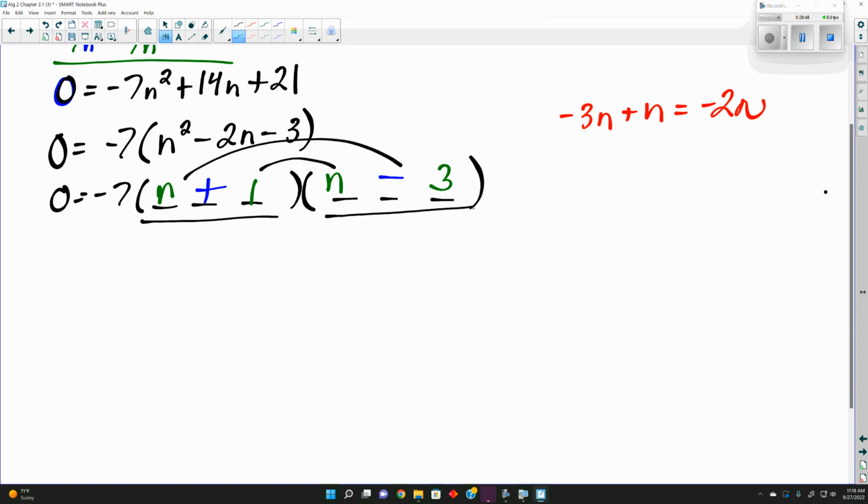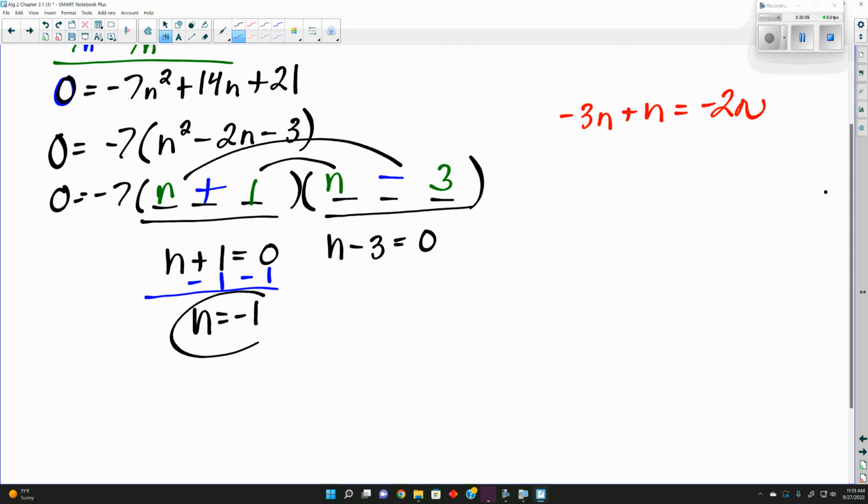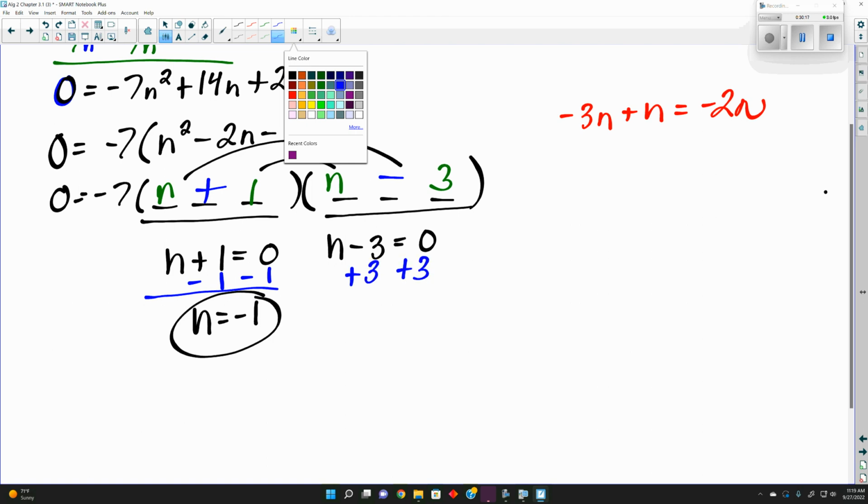So now whenever we have 2 or more things multiplied together equals 0, one of them must be 0. So either n plus 1 is 0, or n minus 3 is 0. And we can solve. So here we would subtract 1 from both sides, telling us n is equal to negative 1. And here we're going to add 3 to both sides, telling us n is equal to 3. So either one of these would be the correct answer.